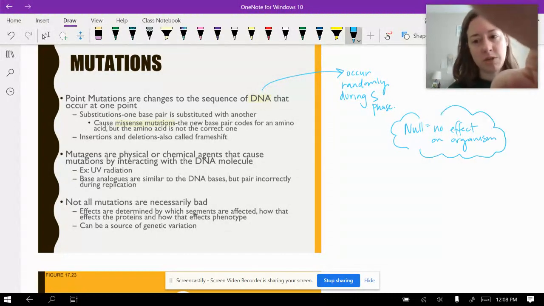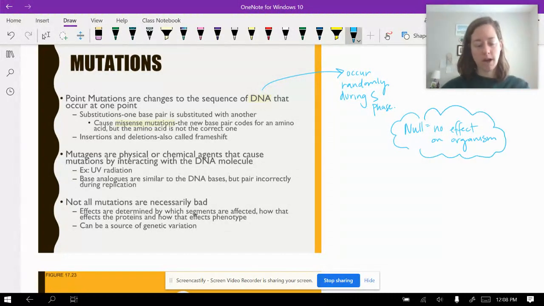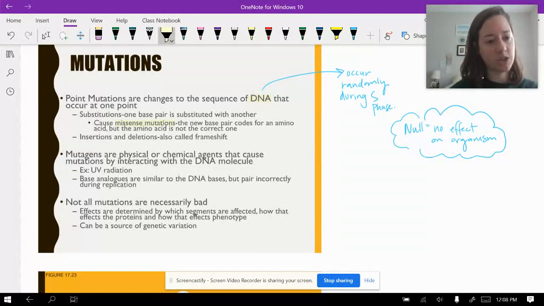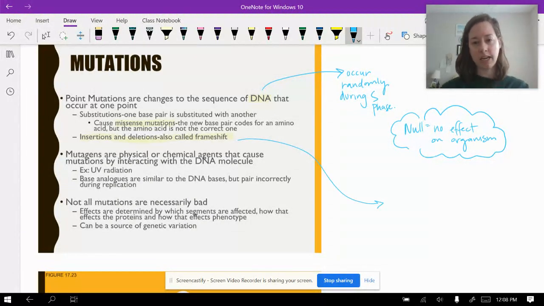So you could substitute, like I said, in the wobble, the third base of the codon, and still code for the same amino acid. And it's still a mutation, it's just a null mutation, which means it didn't matter. And then there's also a different type of point mutation called frame shift mutations. And they're either insertions or deletions. And they're usually worse because what happens here is you're either adding or deleting a base.